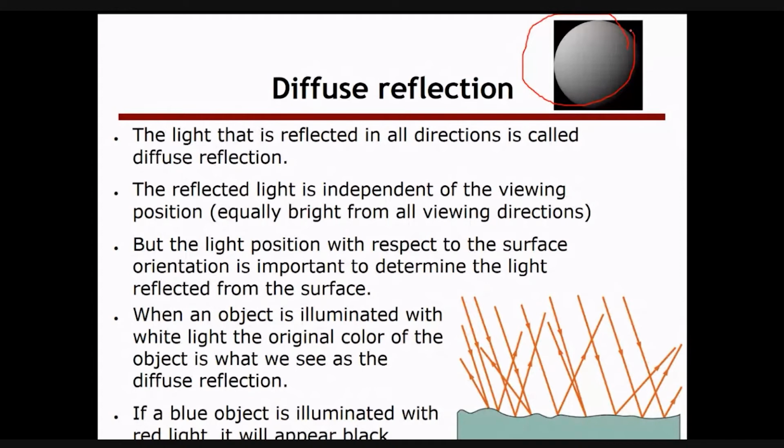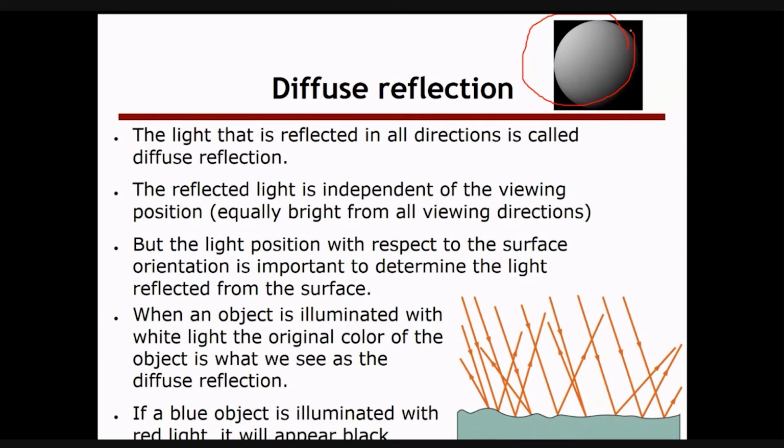Totally, the reflected light is independent of the viewing position. So now it is not at all dependent on the viewer's position. So it is equally bright from all viewing directions. Even if you see it from another direction or spot, you would be able to see the same thing. That is how it is modeled in the diffuse reflection part.